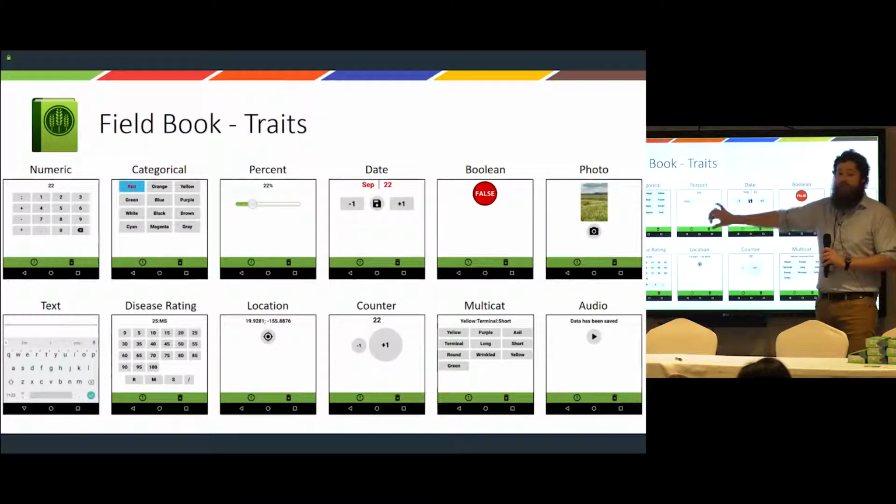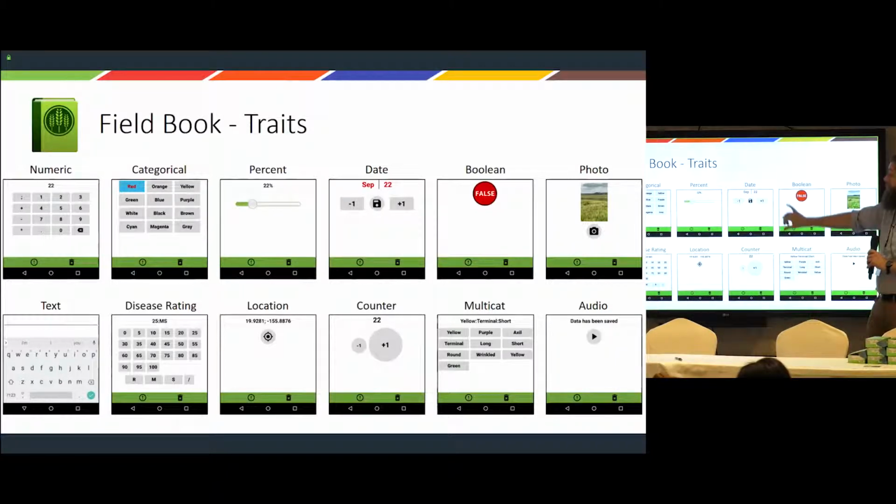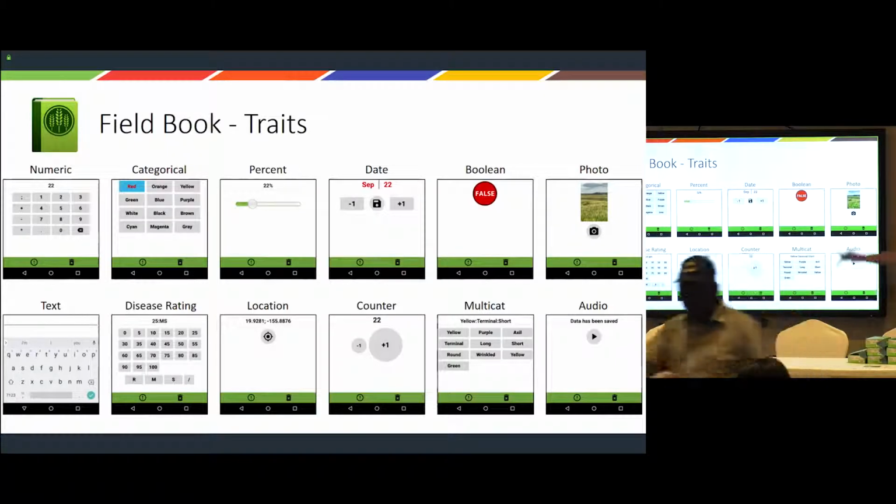We have a percent. This is a percent scroller, really simple. We have our date trait. So this shows today's date by default. We can move forward or backward in single day increments and then save that value. So this is really good for flowering, because normally when you're collecting that data, you are at the plant itself and you want to record the fact that that happened today. We have a Boolean trait. So this is a standard true or false, just a single button, really simple.